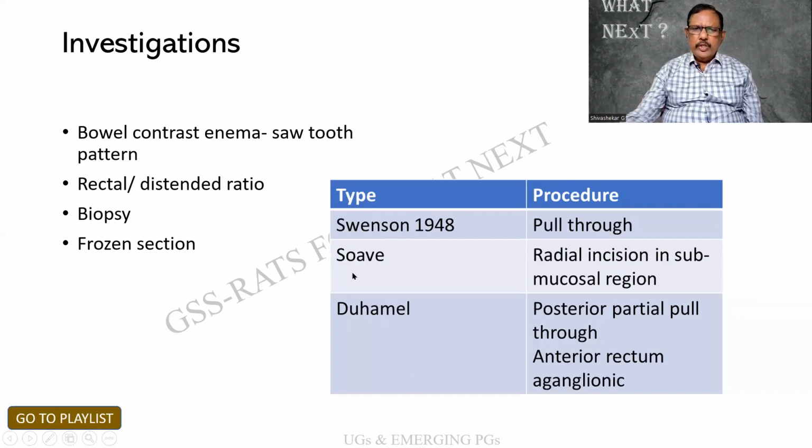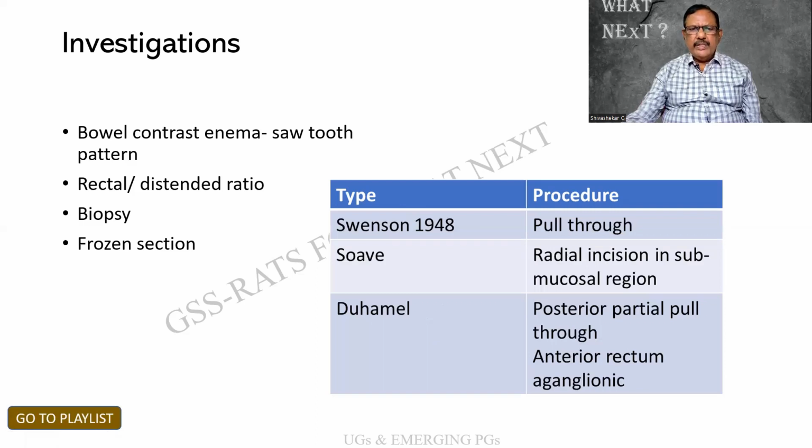One is Swenson, Soave, and Duhamel. Swenson is a pull-through. It is usually done for a short segment defect. The normal segment is pulled down and then it is being sutured. Soave is another one, wherein there is a radial incision in the submucosa. Ostomy is being done. Openings are being made for the gas to be escaped. And then there is a pull down done as a second stage. Duhamel is another one wherein there is a posterior partial pull through and the anterior part which is defective remains. So these are the three methods which you people can remember.